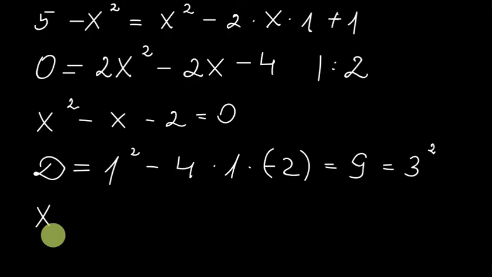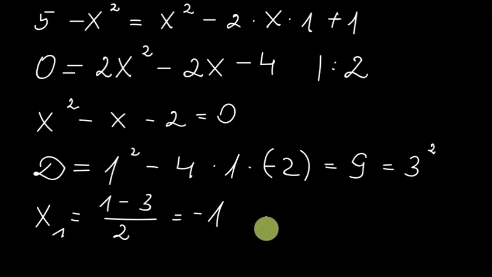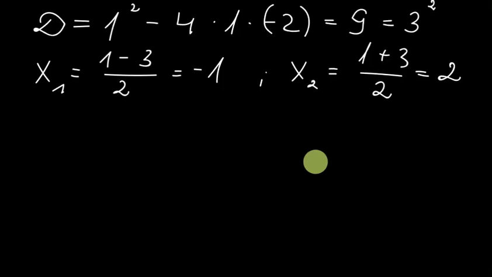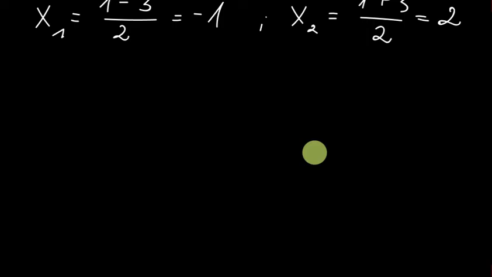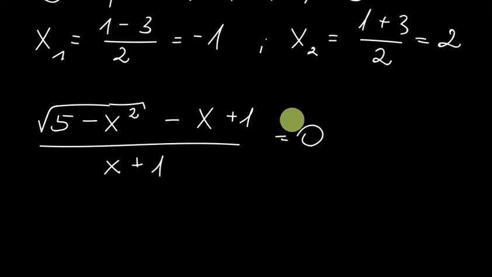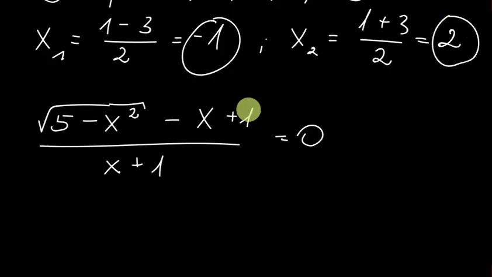This will give us 9, and that is 3 squared. Now x1 will be (1 minus 3) divided by 2. This will give us minus 1, and x2 is (1 plus 3) divided by 2, and that gives us 2. So our equation, let me rewrite that equation. So our equation is equal to 0, then x is minus 1 and x is 2.